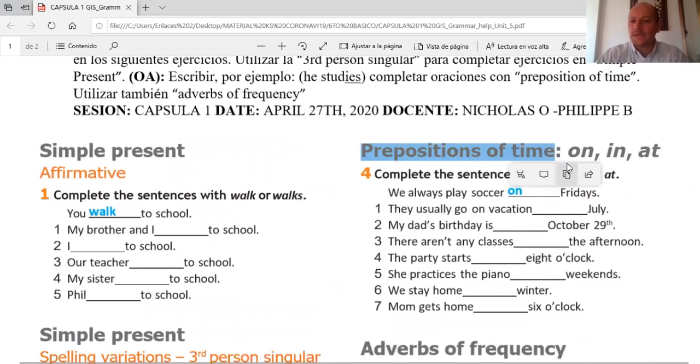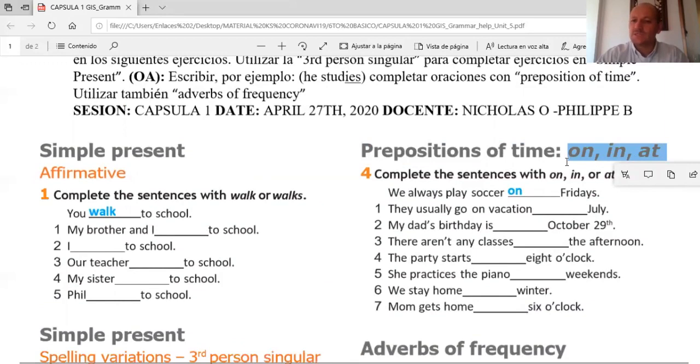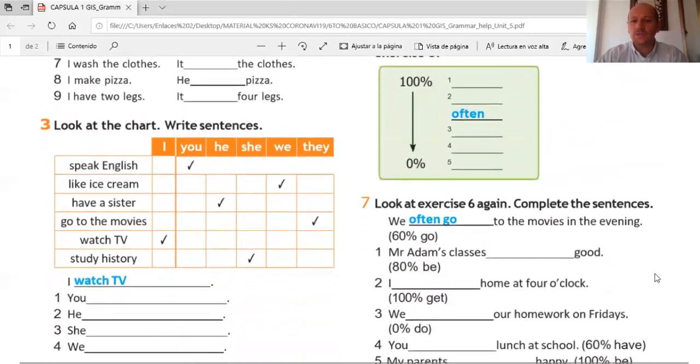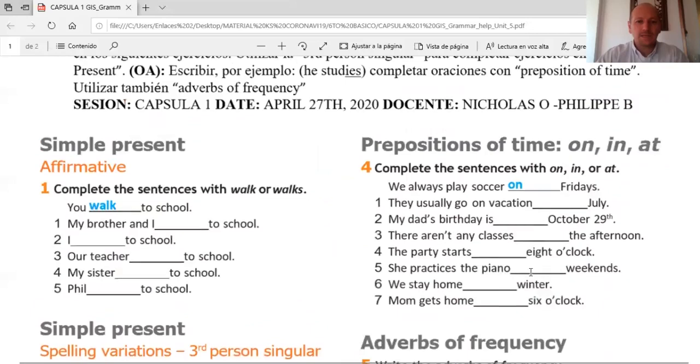of time like on, in, at. Okay, the uses and the exercises that you need to complete. And we're going to use some adverbs of frequency. We need to complete a very simple exercise. And finally, we're going to do and practice exercise 6 with the frequency adverbs, okay?